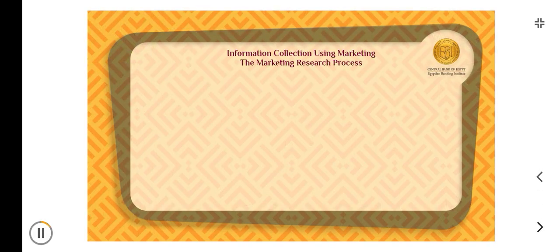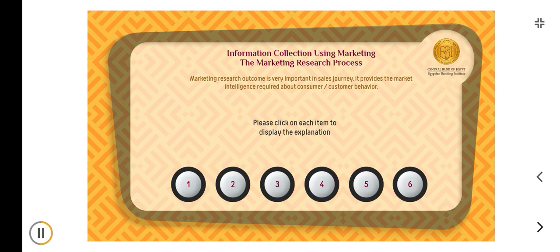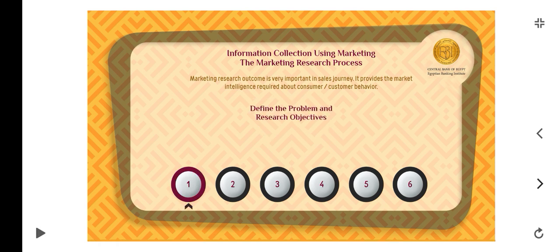Information collection using marketing. The market research process. Marketing research outcome is very important in the sales journey. It provides the market intelligence required about consumer or customer behavior. Step 1. Define the problem and research objectives. Be careful not to define the problem too broadly or too narrowly for the marketing researcher.